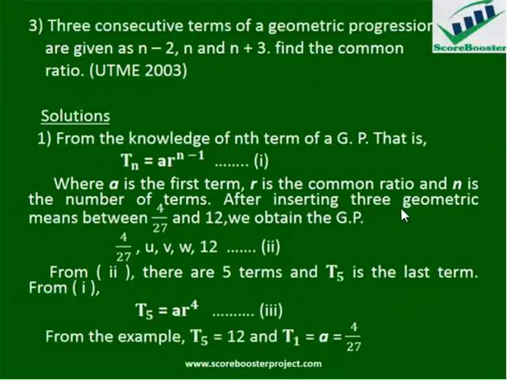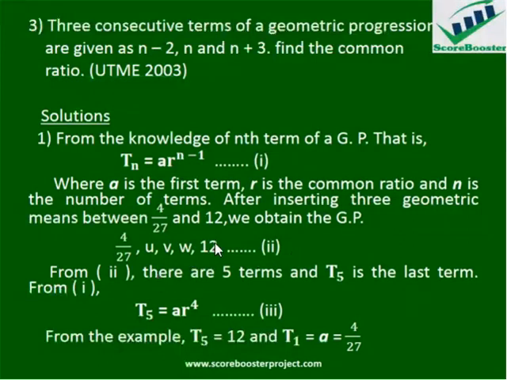So after inserting three geometric means between 4/27 and 12, we obtain the geometric progression 4/27, which will be the first term, the first geometric mean U, the second geometric mean V, the third geometric mean W, and the last term 12. So if we want to count the number of terms here, we have 1, 2, 3, 4, 5. T5 is the last term, and the value for T5 is 12. So this particular geometric progression is tagged as the second equation.